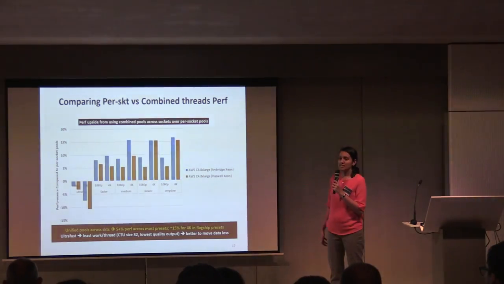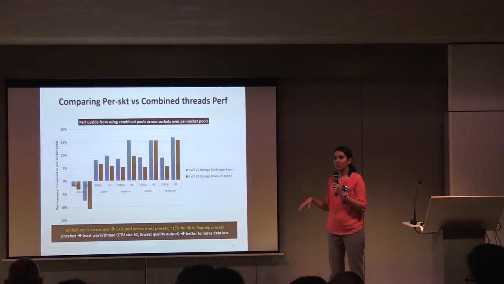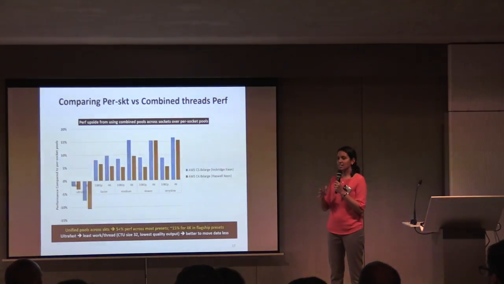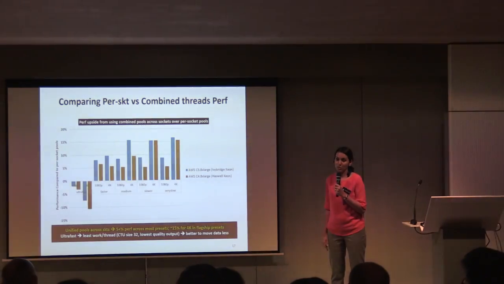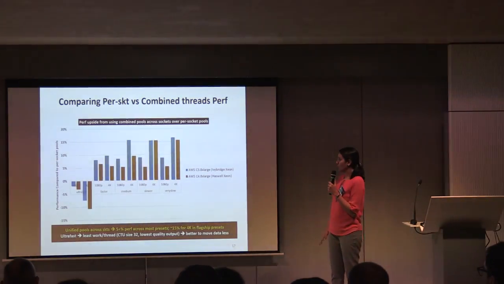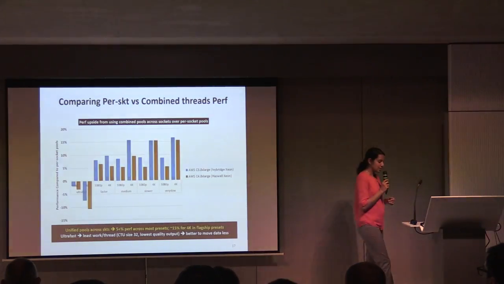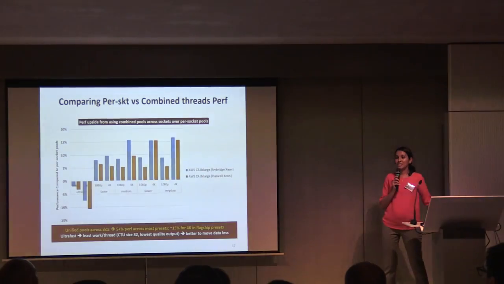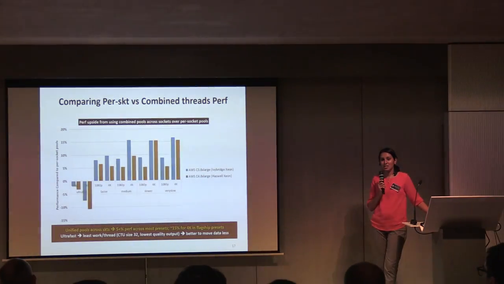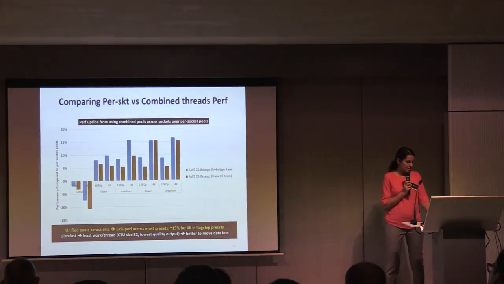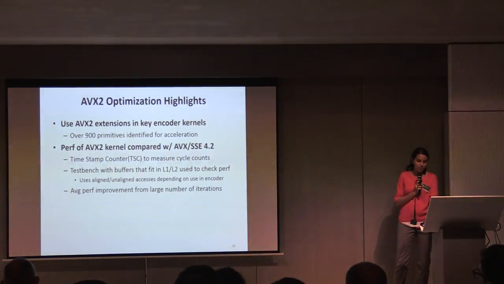But for the slower presets, we realized that it makes sense to keep all the threads available to all the frame encoders across sockets. Even when there is significant data movement, it makes sense to make as many threads available as possible to do work. So yeah, we've done a few experiments in this direction, but certainly minimizing data movement and maximizing utilization is one of our key focuses at this point, and we'll see how that goes.